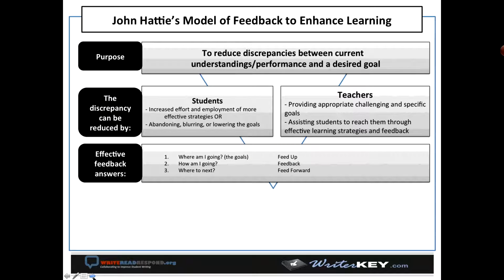And so specifically, the answers fall into 3 areas. Where am I going? Their goals. How am I going? Like, what am I going to do? And where to next? That is, what can I work on?